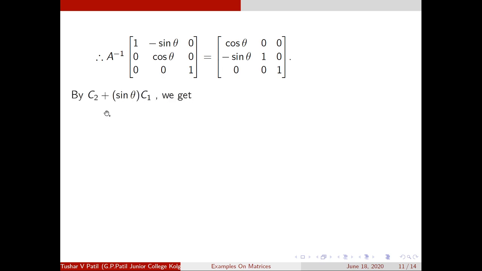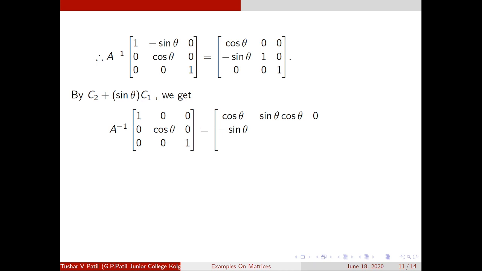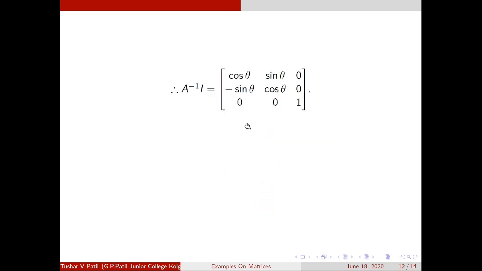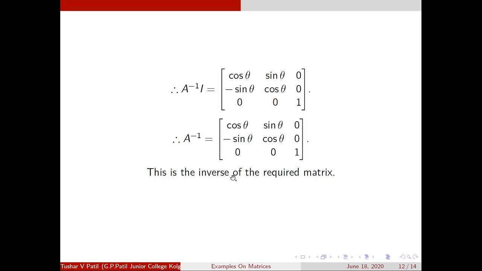Now we apply the operation C2 plus sin theta into C1. We get this. Next operation, divide column C2 by cos theta. Similarly, dividing column C2 by cos theta, we get the given matrix. This is A inverse into identity is equal to this, therefore A inverse is equal to cos theta, sin theta, 0; minus sin theta, cos theta, 0; 0, 0, 1. This is the required inverse of the matrix.